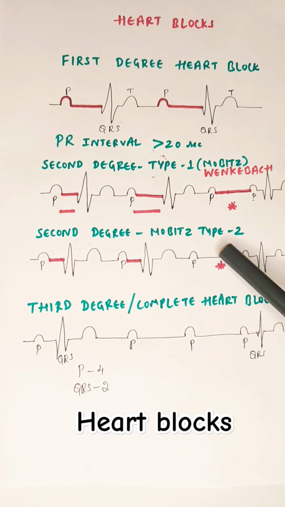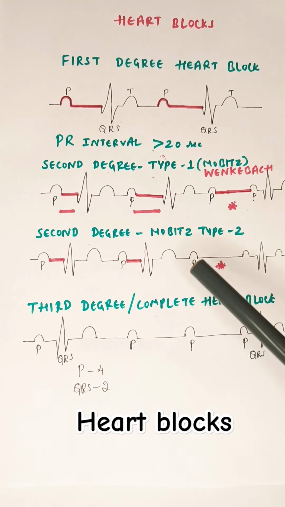Mobitz type 2 is an intermittent failure of conduction of impulses from atria to ventricle. So if you see here, the PR interval is constant, but suddenly there is a dropped beat. The only difference between type 1 and type 2 is that there is a progressive prolongation of successive PR intervals followed by a dropped beat in type 1. But in type 2, the PR interval is constant, but suddenly a missed beat is there. A dropped beat is nothing but a P wave not followed by a QRS complex.